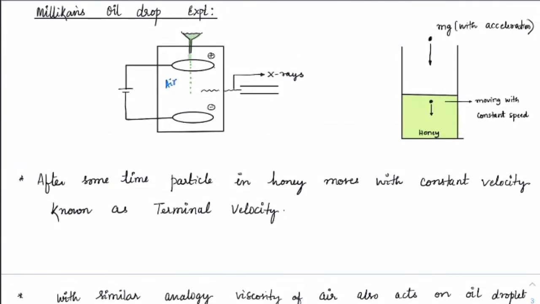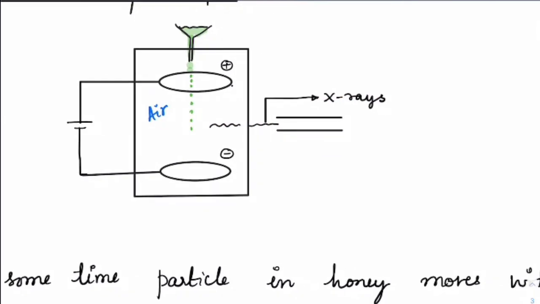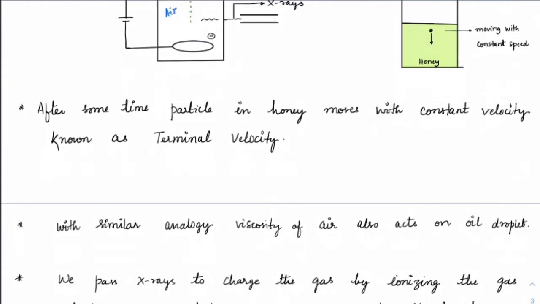And check this, both these plates are electrical plates which are connected to the external electricity. And another thing we are doing, simultaneously I am passing X-rays through this. Got it? So what is the important job of X-rays and what is the point of the oil drop? Let us try to understand.